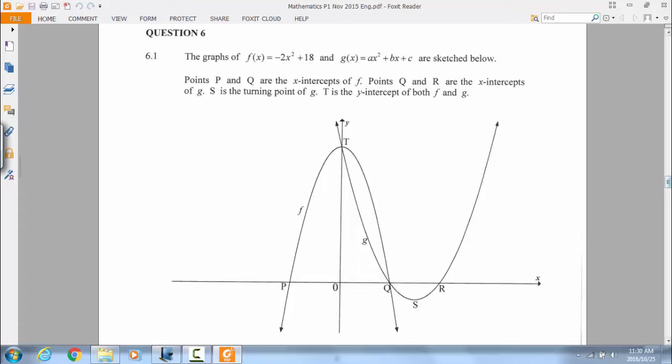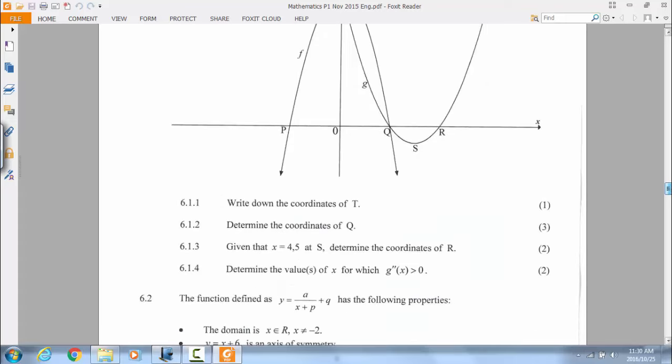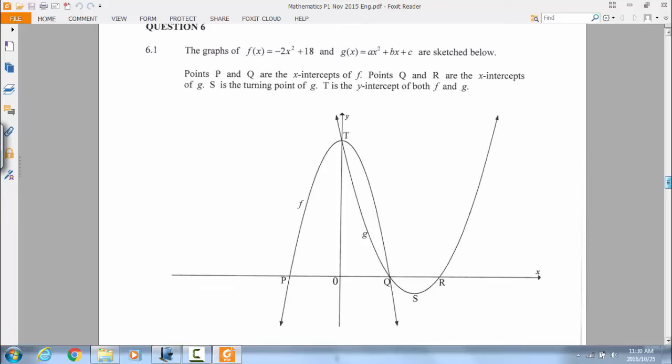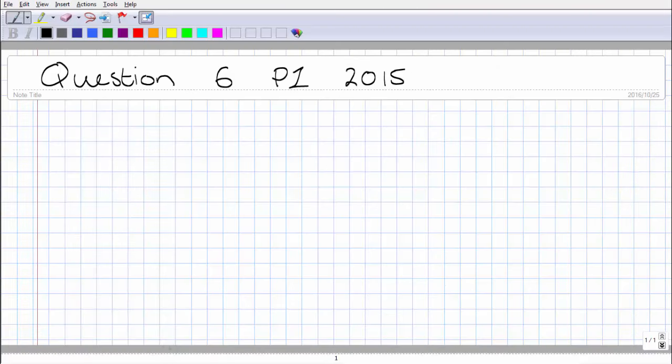Okay, so the first question says write down the coordinates of T. So we want to find this value over there. Determine the coordinates of Q. Given that x is 4.5 at S, determine the coordinates. So basically find out all the coordinates. Find A, B, and C, etc. Okay. Right, so question number 6.1.1.